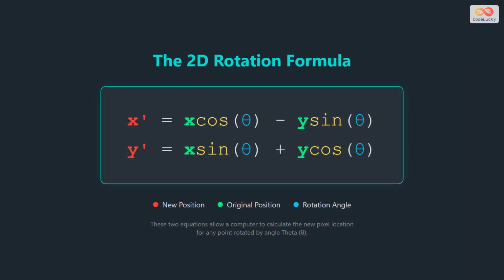Here are the magic formulas that make it happen. To get the new x position, we take the original x times cosine of the angle minus the original y times sine of the angle. To get the new y, we calculate x times sine plus y times cosine. These two equations act as a translator from one angle to another.